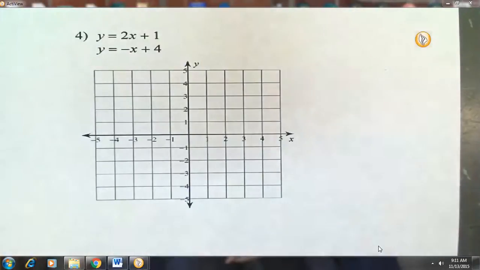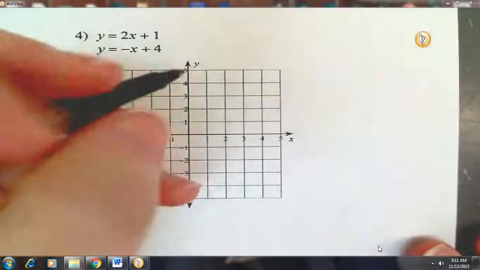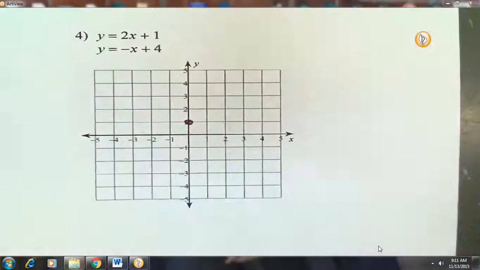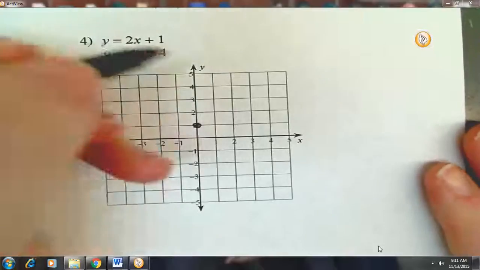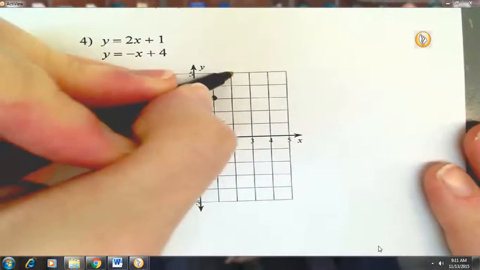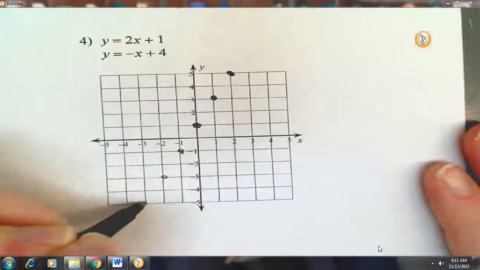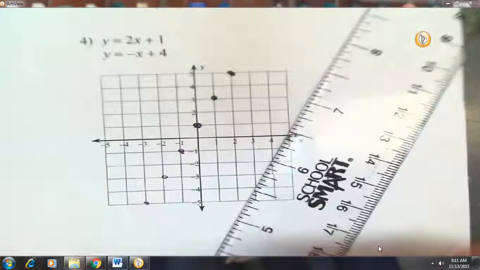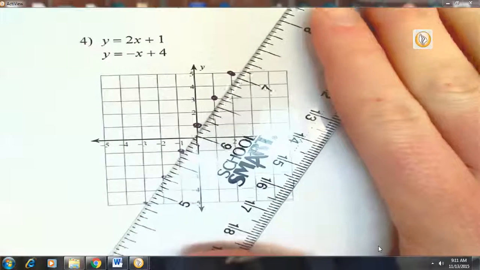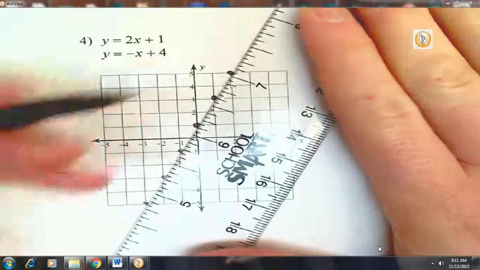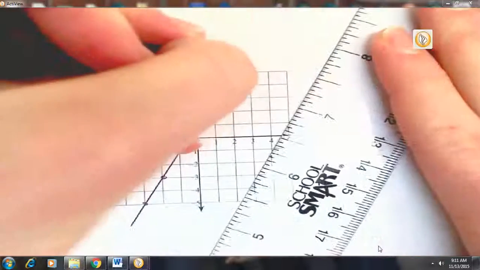Okay, for the first equation, the y-intercept is at 1, and it has a slope of 2. That means we're going to rise 2 and run 1. Rise 2 and run 1. For the first graph, I like to put lots of points. That way I'm certain to get something. So those are one of them.